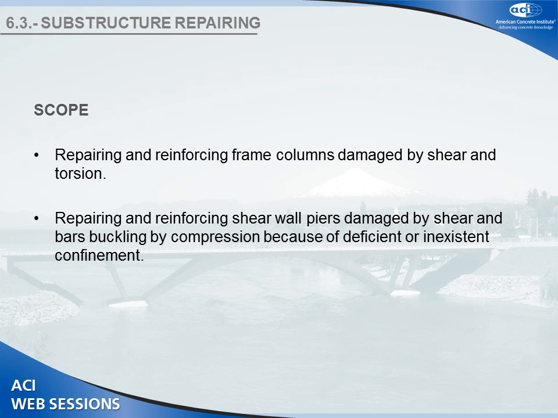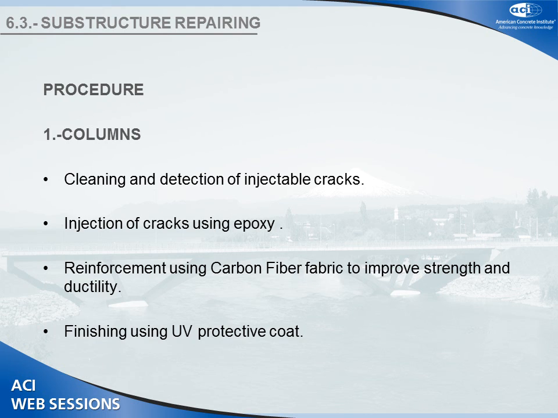The other job that we did was substructure repairing. The idea was repairing frame columns damaged by shear and torsion, and also shear walls like that bridge I showed you before. The procedure was cleaning and detection of injectable cracks, injection of cracks using epoxy, reinforcement using carbon fiber fabric to improve strength and ductility, and finishing using UV protective coat.